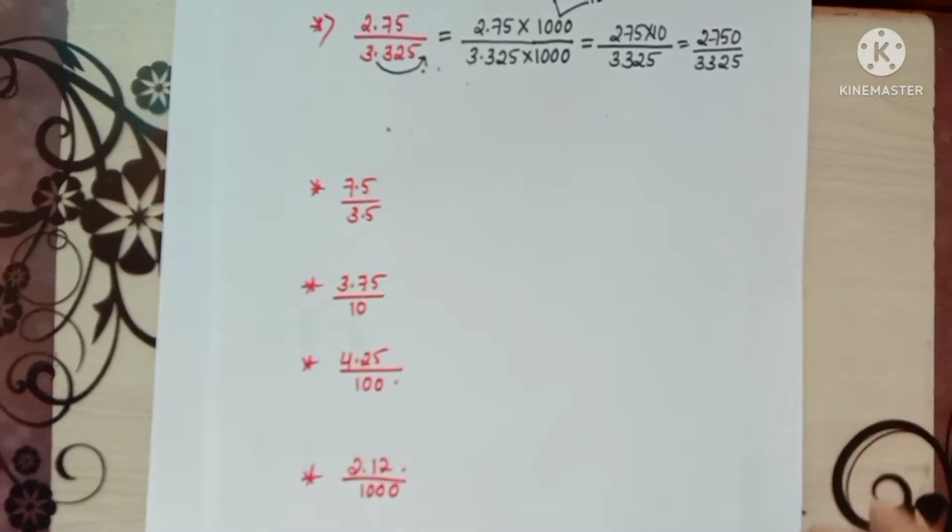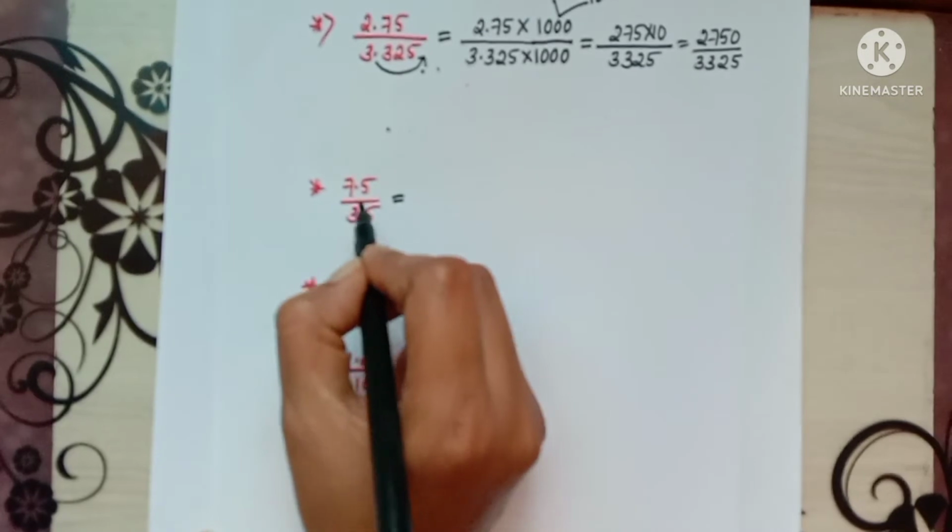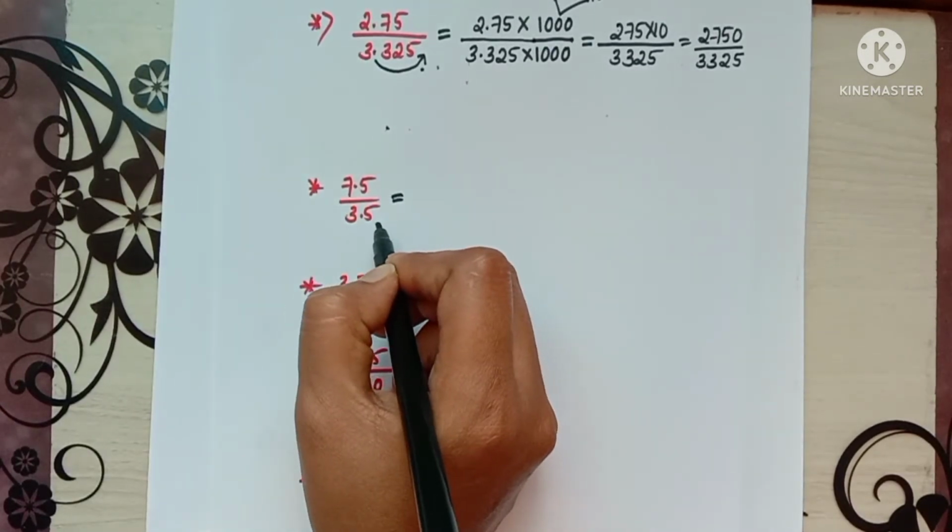Let us take another example. So here we have 7.5 divided by 3.5.